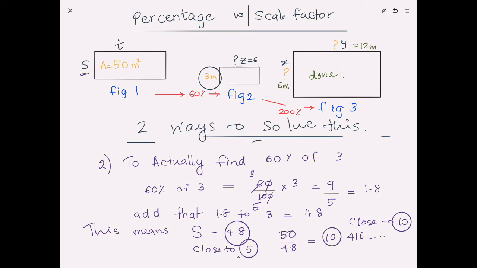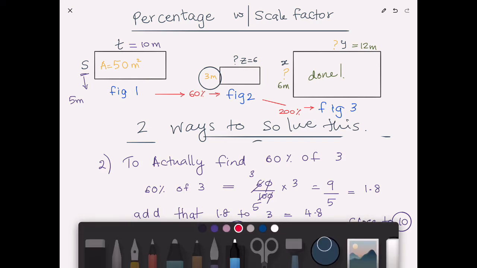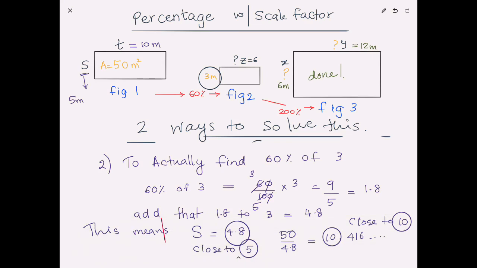So I'm going to round it to the closest one digit, and I'm going to get the same answers as previously, because if 5 and 10 are going to be my assumptions for this one too, I can use the same method to get to 6 and 12 for X and Y.